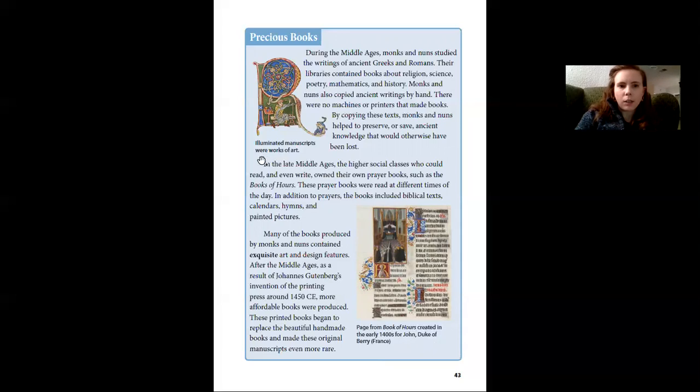And then here we see in illuminated manuscripts were works of art. So they would often start off the pages. This is an R, but they've decorated it exquisitely to give lots of little details too.